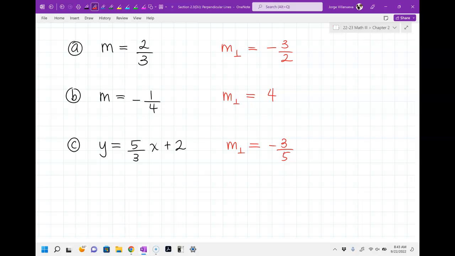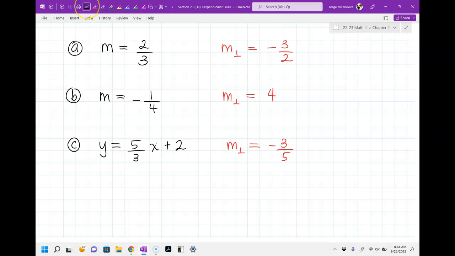So this is what finding perpendicular slopes is like. So on Monday, if I would have said, what's the parallel slope to part A, you would say 2/3. What's the parallel slope to part B? You would give me a -1/4, right? And the parallel slope for part C would be 5/3, because it has to be the same slope. But perpendicular means that you got to flip it over and change its sign, okay? So that's what we did right there.